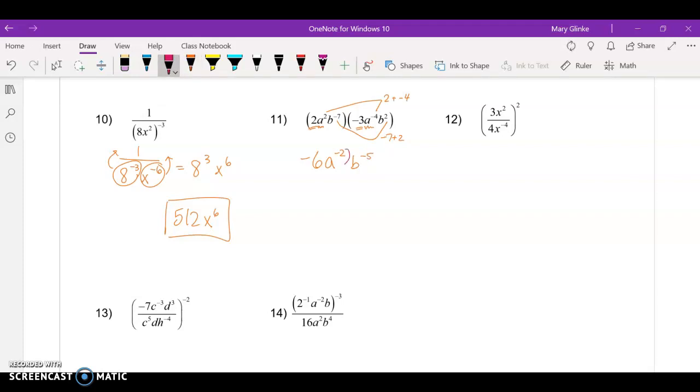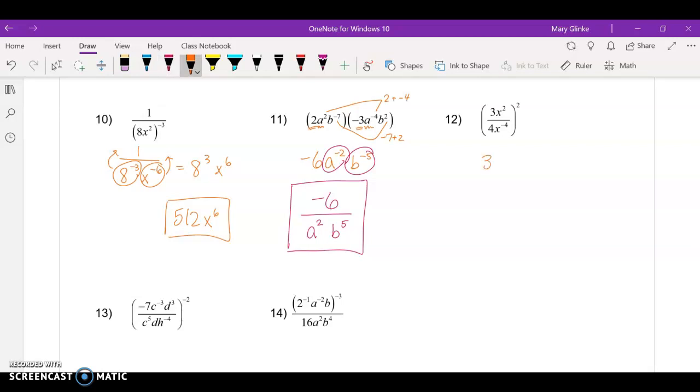Then we're going to go through and start circling everything that needs to move. Now, this -6 stays in the numerator. It's okay to have negative numbers, but it's not okay to have negative exponents. So the only things that move are the a squared and the b to the 5th. Again, the -6 stays where it is because it doesn't have a negative exponent.